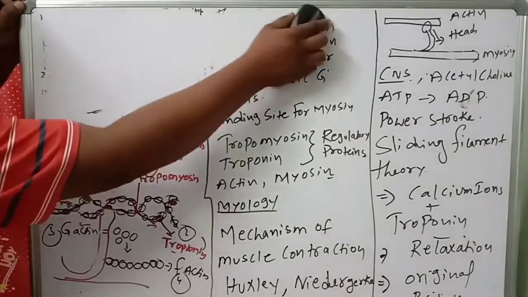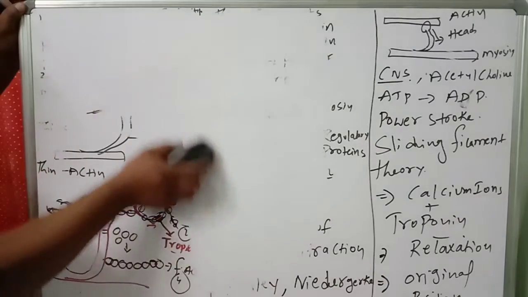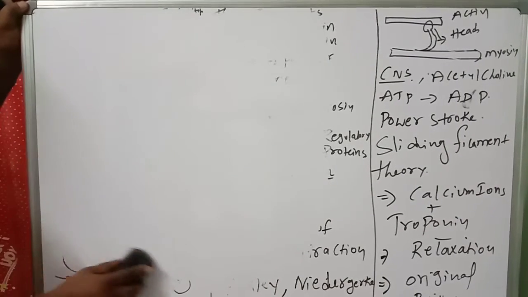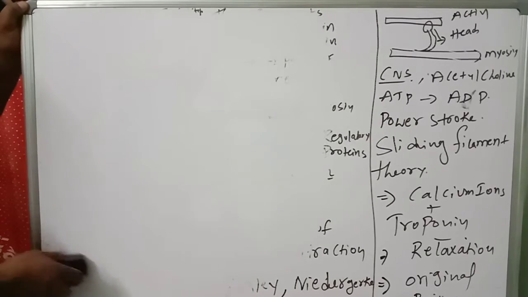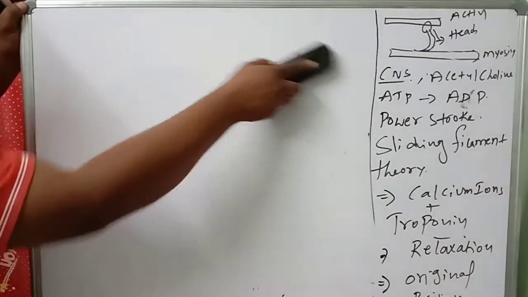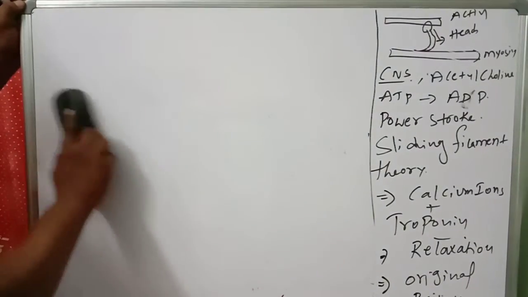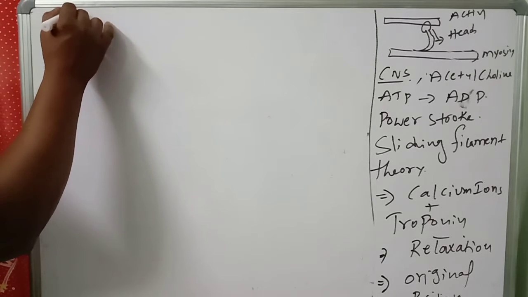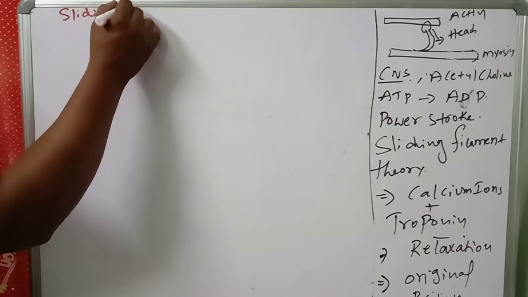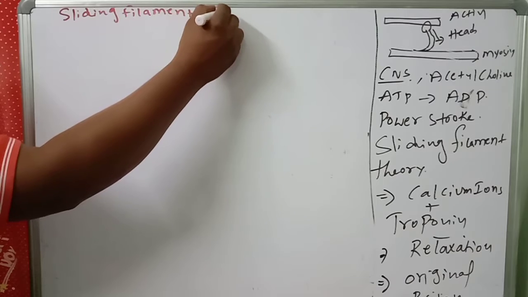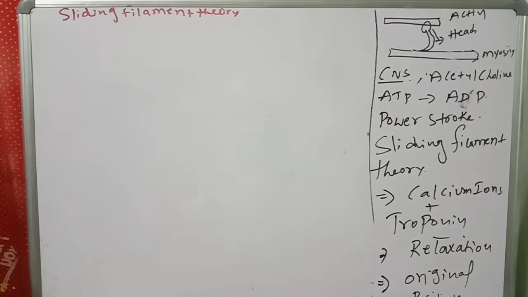Okay children, now a very simple, very easy mechanism. This theory is called the sliding filament theory. What is it called? Sliding filament theory. A very easy, very simple theory. Okay, so now we are discussing the sliding filament theory. Now observe very carefully.